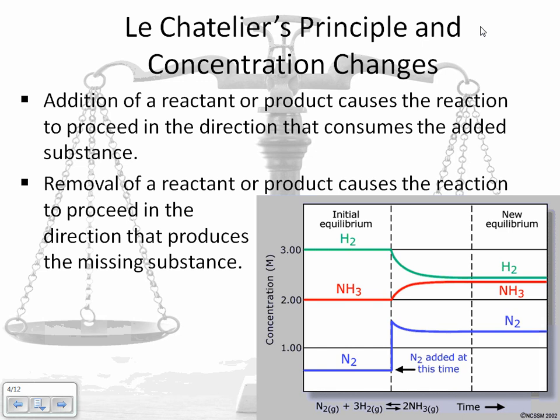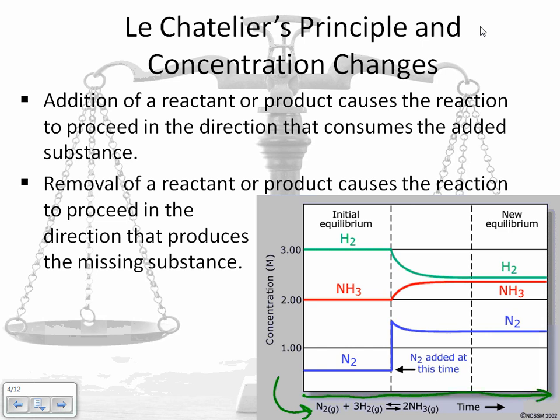So let's check out this equilibrium. If you look down here, right at the bottom of my graph, here is the reaction that I'm looking at. I'm looking at nitrogen and hydrogen gas combining to form ammonia. At the bottom of my graph, this is time.